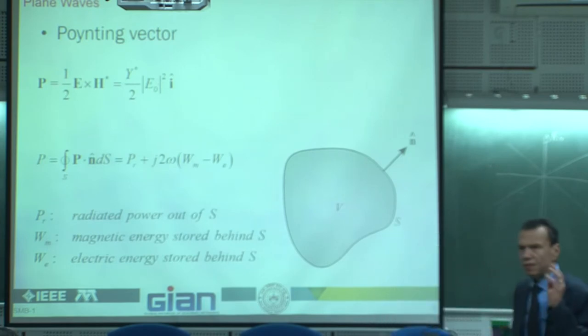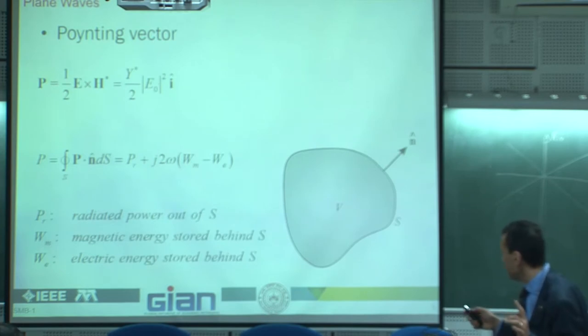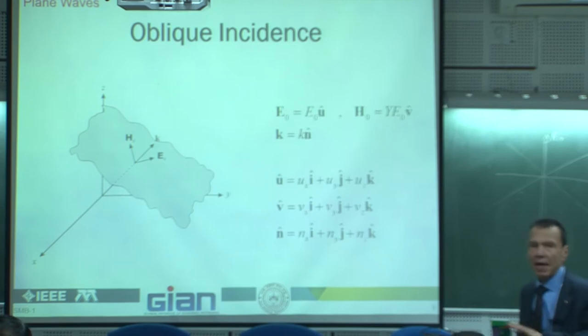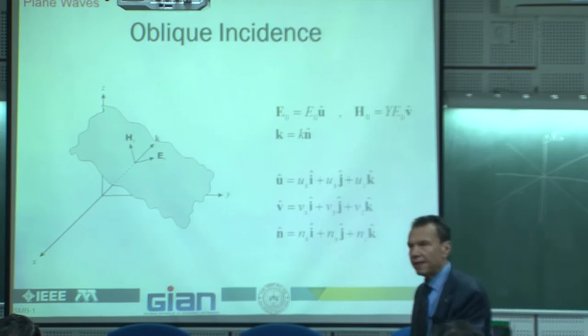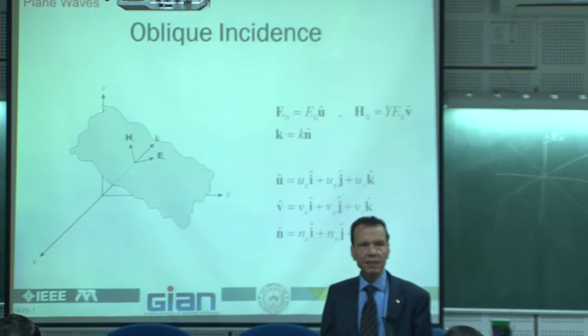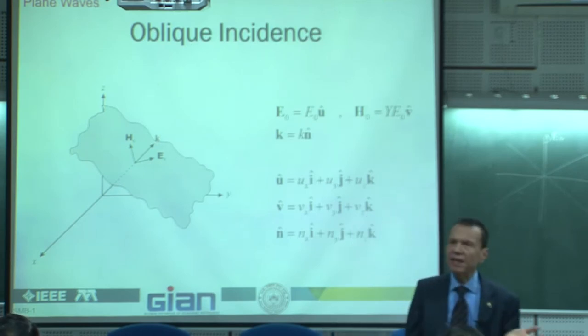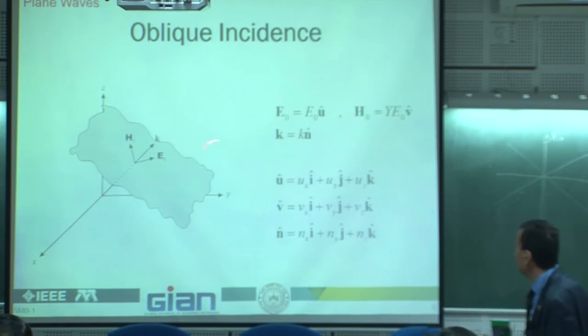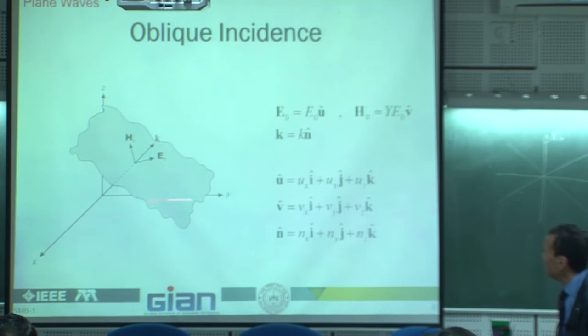this is a relation between energy stored, radiated power, and the Poynting vector. I will always work with propagation in the x direction, with say E in y and H in z. But if you have a different coordinate system, it is not so bad, because here is a generalization.